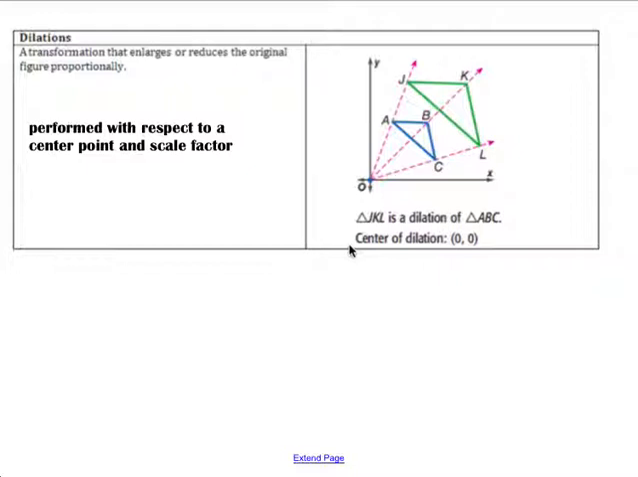So we are going to be talking about dilations. And a dilation is a transformation that enlarges or reduces the original figure proportionally. So it's going to be performed with respect to a center point and a scale factor.